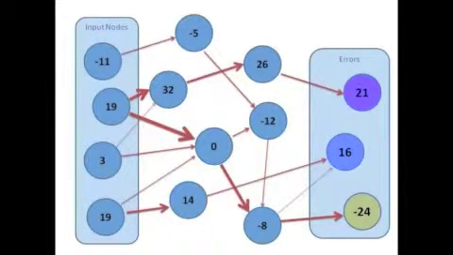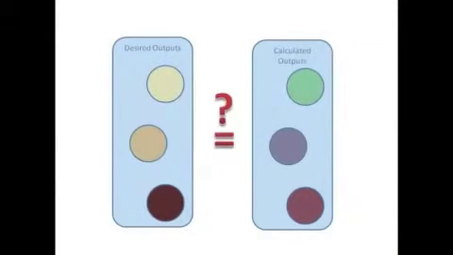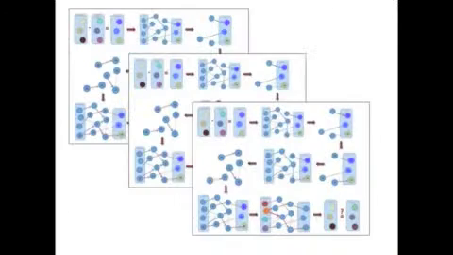Now that all the weights have been updated, the network tries out the original inputs again and tries to calculate some outputs. The calculated outputs should be closer to the desired outputs than before, but there will still be some error. So the whole process is repeated again, and again, and again.